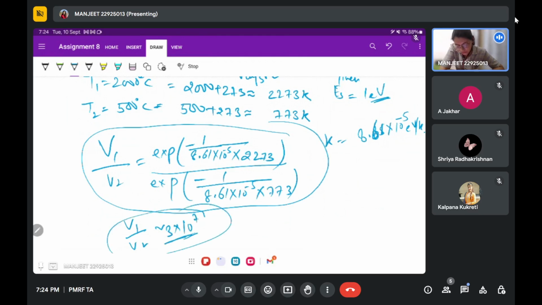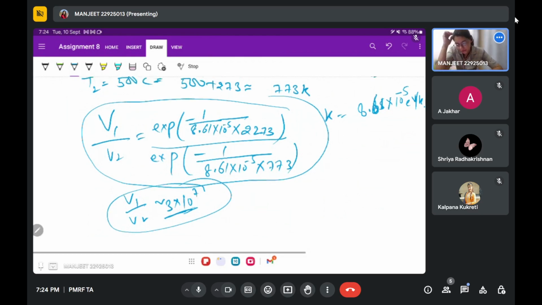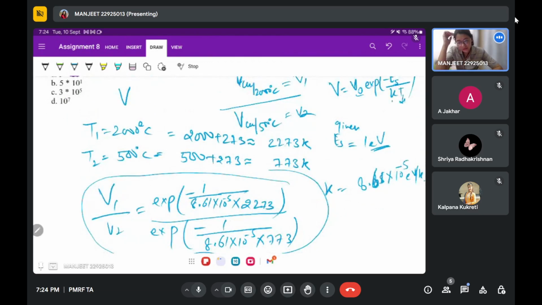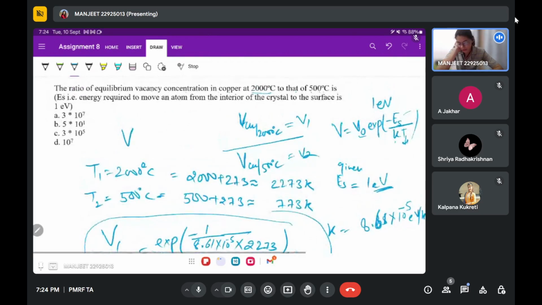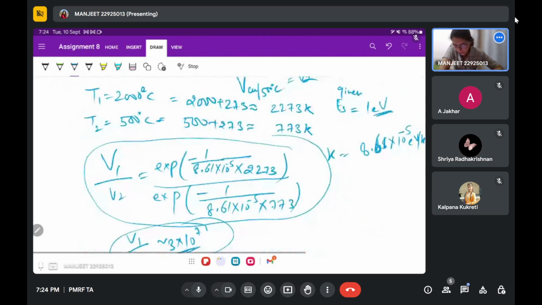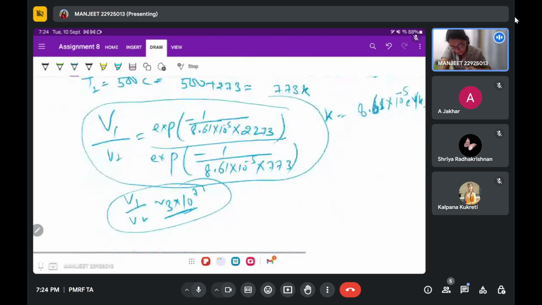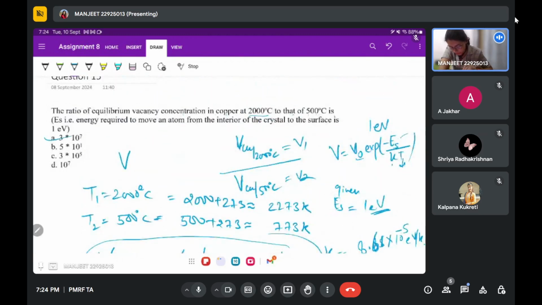Once you calculate these values, this will give you around 3 into 10 raised to power 7. So at the higher temperature it is having the higher vacancy. From this numerical, you can find out that at the higher temperature there will be a higher concentration of vacancy. Corresponding to that you will get the order of 7. So this will belong to around the A part. So A will be the right.